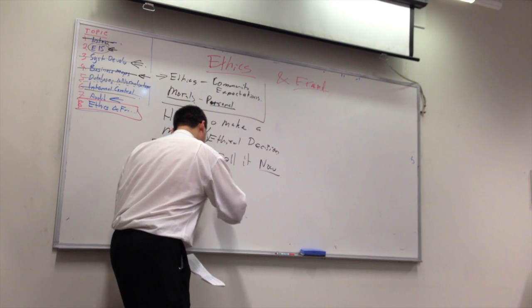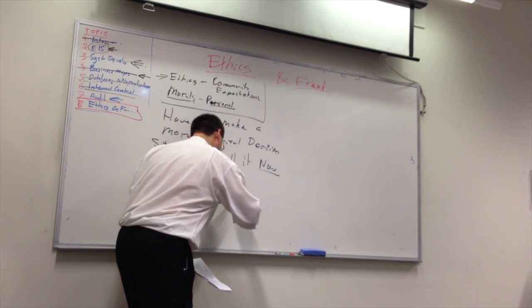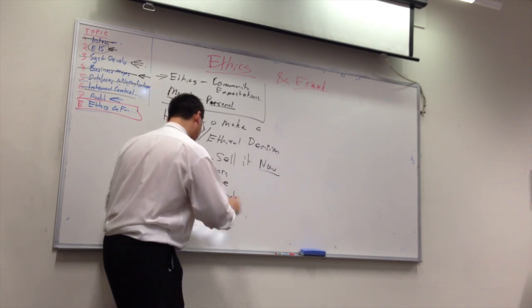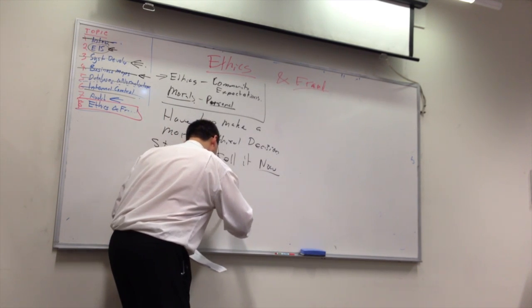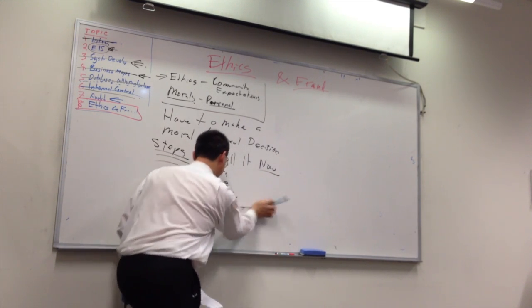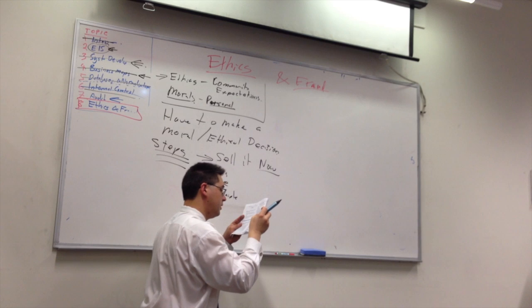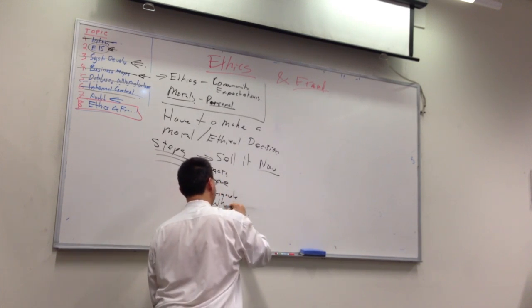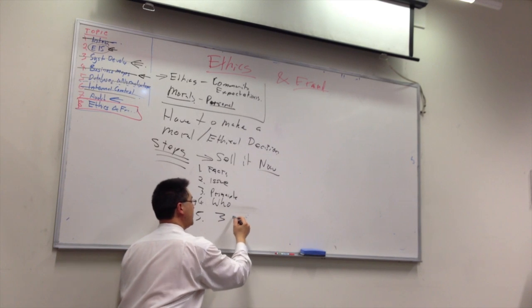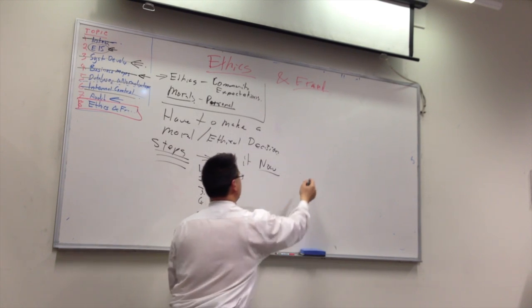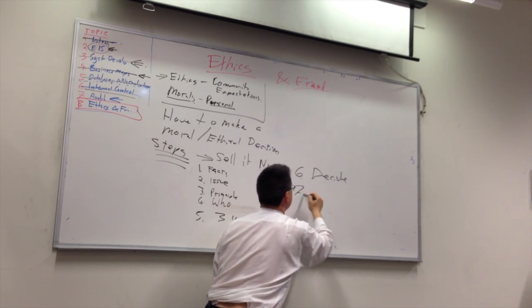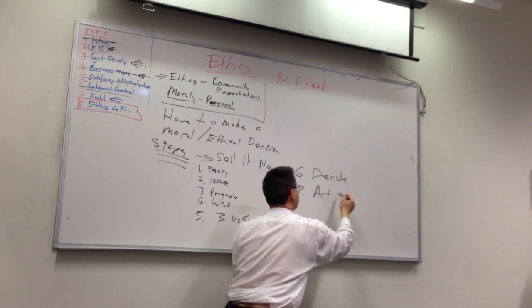3, what's the principle? 4, who gets affected. 5 is compare 3 versus 4. 6 you then decide. And then 7 you act and monitor.